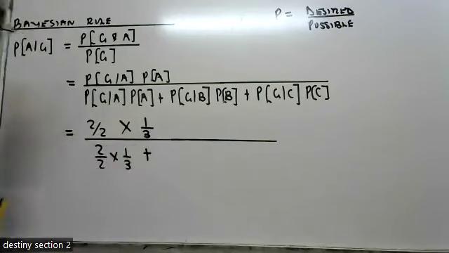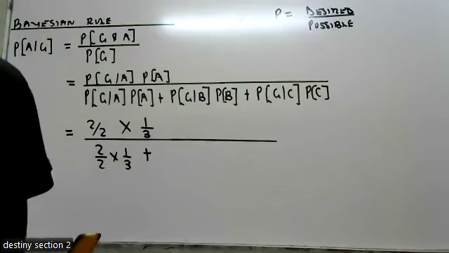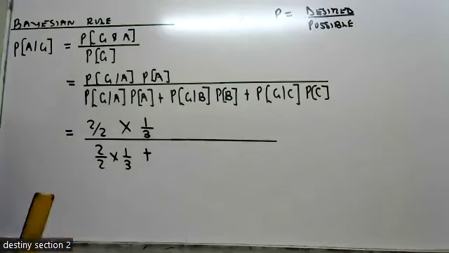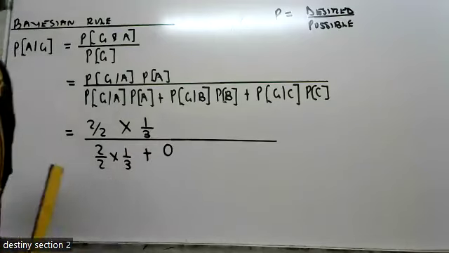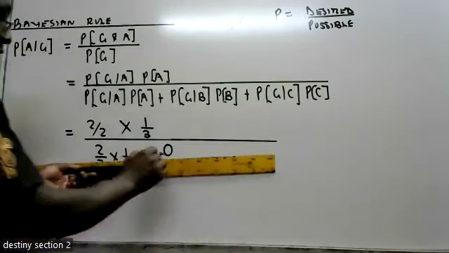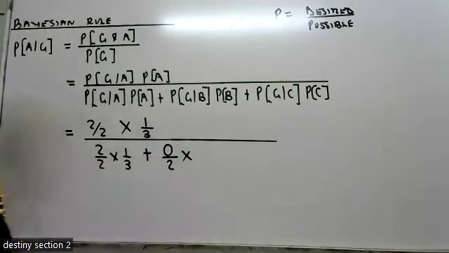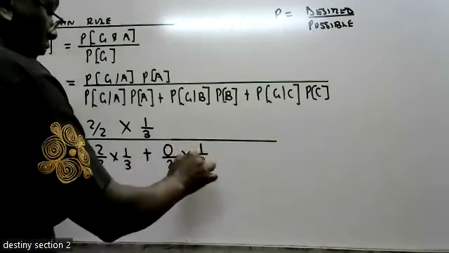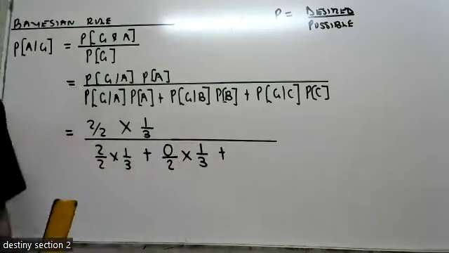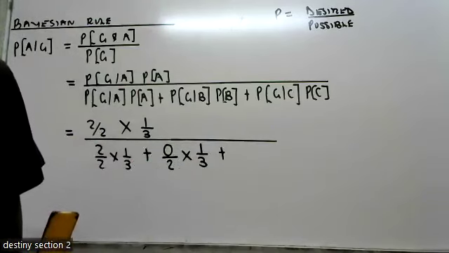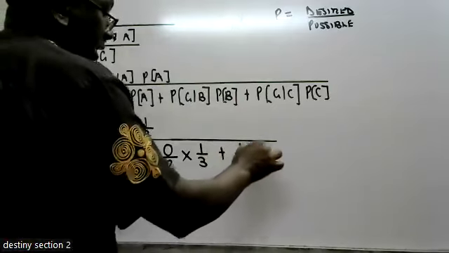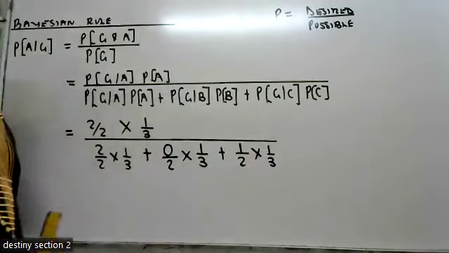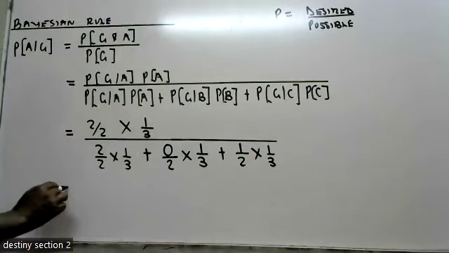Or when you look at bag B, we are told it contains 2 silver. So in other words, it has no gold. Therefore, the desire of our heart, which is gold, is 0, you divide by 2 because there are 2 coins. Then the probability of getting bag B is 1 out of 3. Then when we go to bag C, it contains 1 gold and 1 silver. So it is 1 out of 2 and then 1 out of 3 to get the bag C. So solve that and give me the answer.